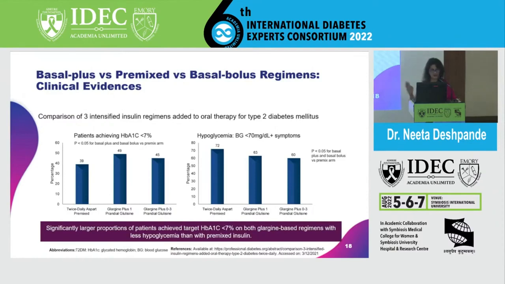So this is again more evidence in the same vein, where there was a comparison of 3 intensified insulin regimens added to oral therapy for type 2 diabetes.